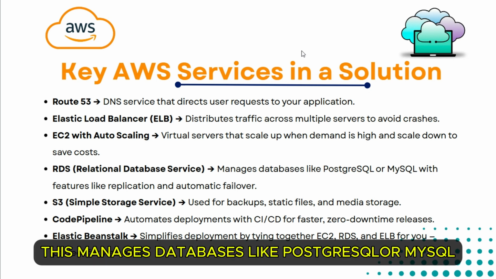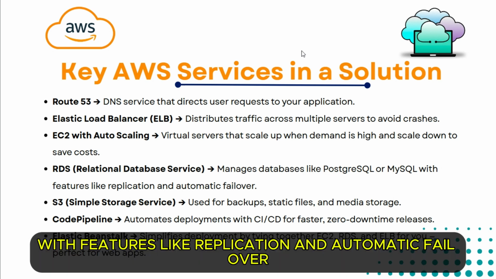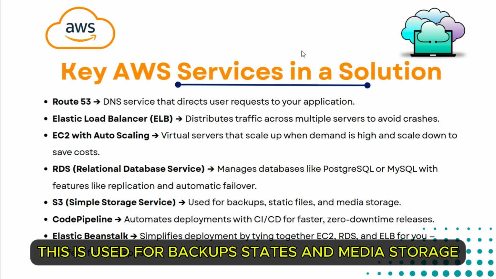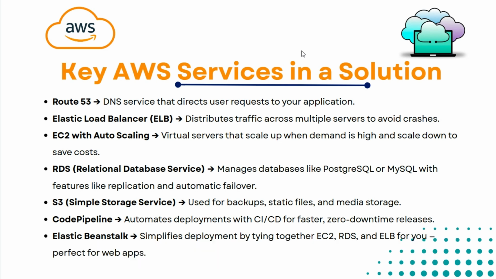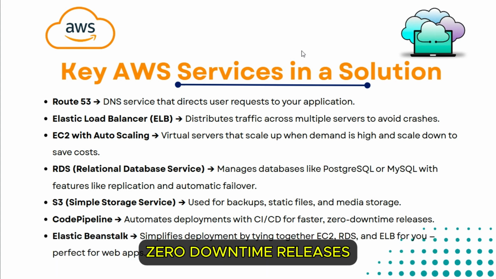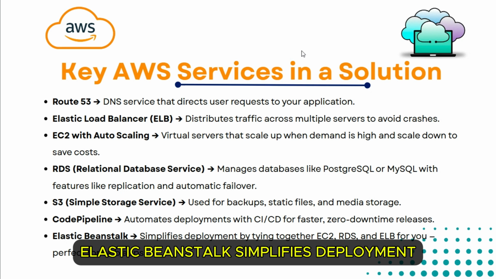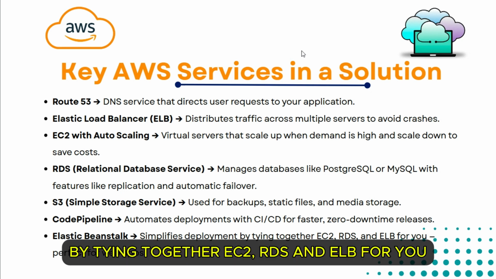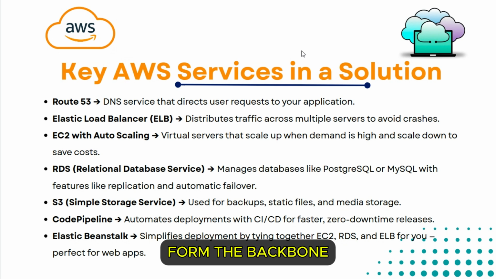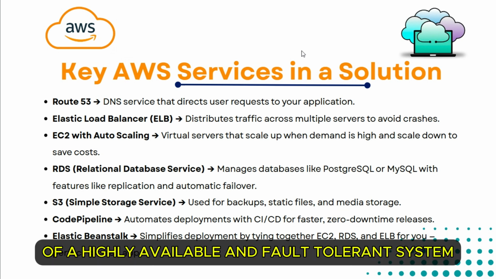You have RDS. This manages databases like PostgreSQL or MySQL with features like replication and automatic failover. You have S3, which is Simple Storage Service. This is used for backups, static files, and media storage. Then CodePipeline automates deployment with CI/CD for faster, zero downtime releases. Elastic Beanstalk simplifies deployment by tying together EC2, RDS, and ELB for you. This is perfect for web apps. Together, these services form the backbone of a highly available and fault-tolerant system.